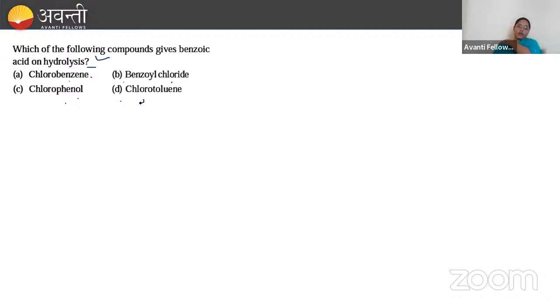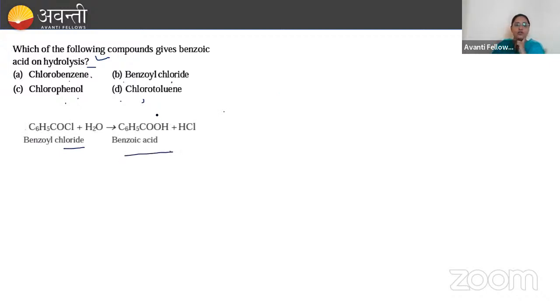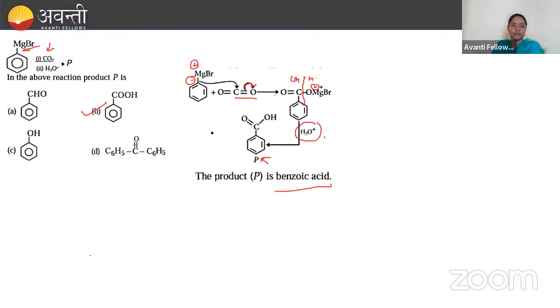Chlorobenzene, benzoyl chloride, chlorophenol, chlorotoluene. B. Okay. So see here, benzoyl chloride, very good Ayushi, is going to give us benzoic acid, and this is the correct reaction here. Any doubt in this? Okay, the option will be B. Option B will be the correct answer.